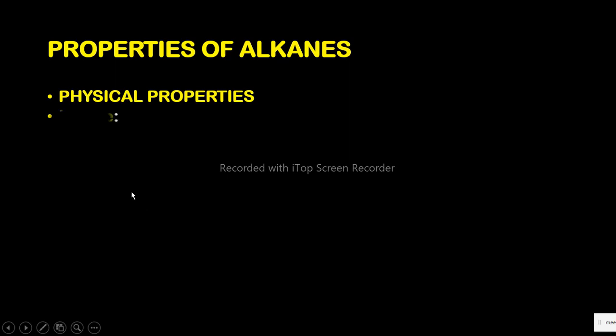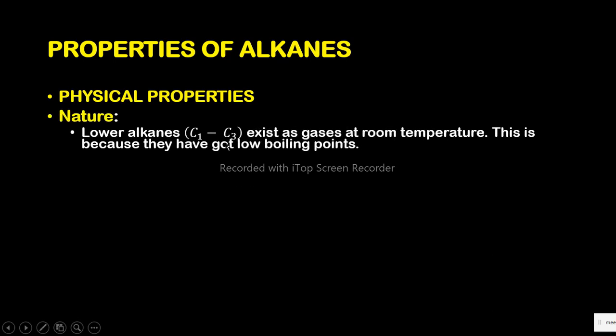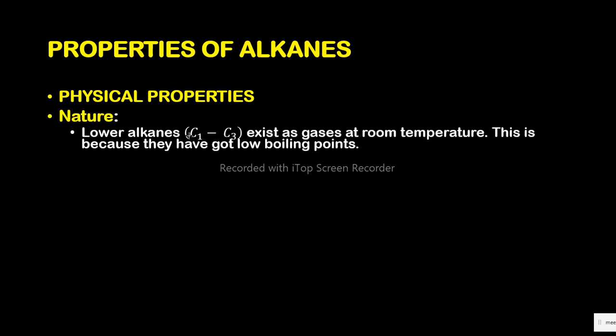What are they, and how do they behave? Number one, the nature or the appearance. The lower alkanes, the ones from carbon 1 to carbon 3, I mean CH4, C2H6, and C3H8, propane, are generally gases at room temperature. In other words, lower alkanes are gases at room temperature.